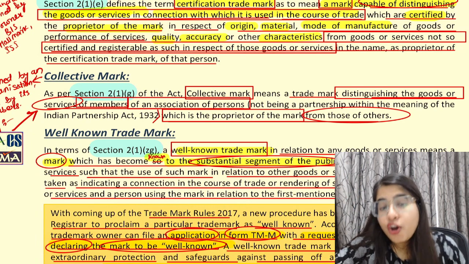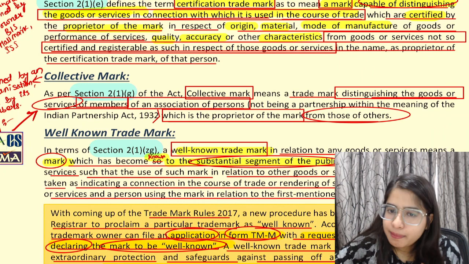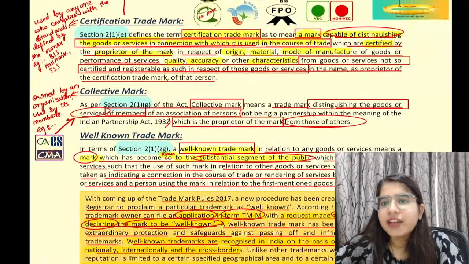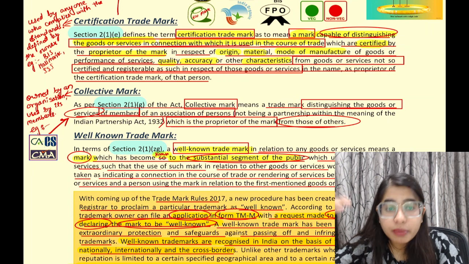Now everyone who is a member of ICSI can use this trademark. So I am a member of ICSI, can I use this trademark? Yes, ma'am, I can use this trademark. Are you understanding? What do you mean by collective mark?